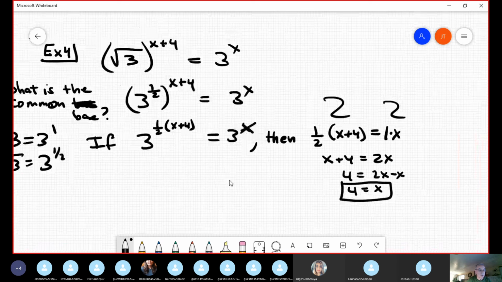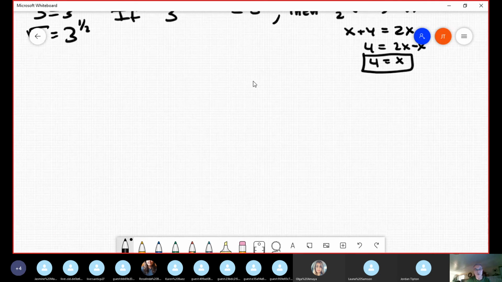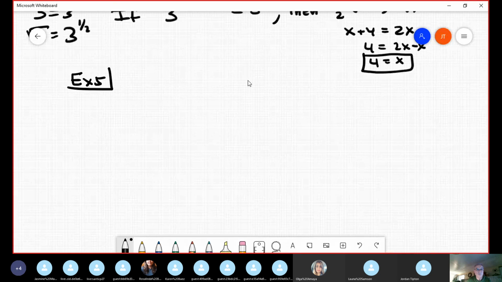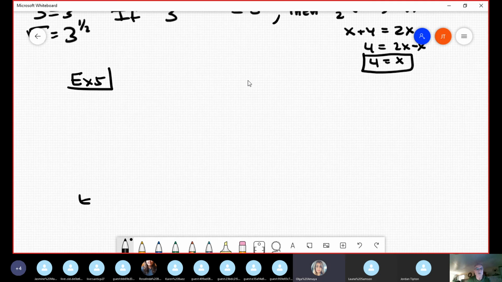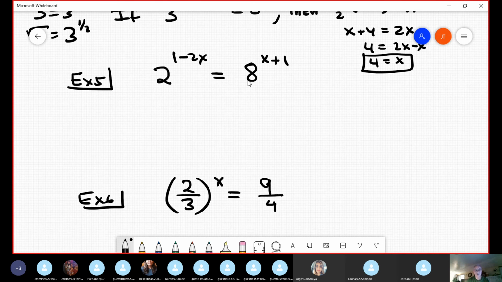Okay, let's do 2 more. In my opinion, it's important, 2 more. 5 and 6. We continue working exponential in the next class. Example 5 is 2 to the 1 minus 2x equal 8 to the x plus 1. And number 6 is a little bit confusing. It's 2/3 raised to the x power is equal to 9 over 4. Which I don't like this.